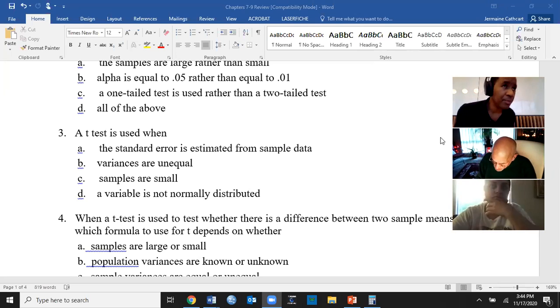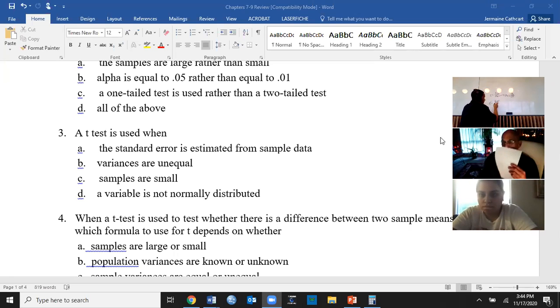Now, if you have to estimate the standard error, then you're going to use the t. But if you have the standard error, then you would use the z and you'd use the normal distribution. So if you were to calculate the z, you could do the sample mean minus the population mean divided by the standard error of the mean. The standard error of the mean is equal to the population standard deviation divided by the square root of n. Now the t is equal to the sample mean minus the population mean divided by the estimated standard error of the mean.